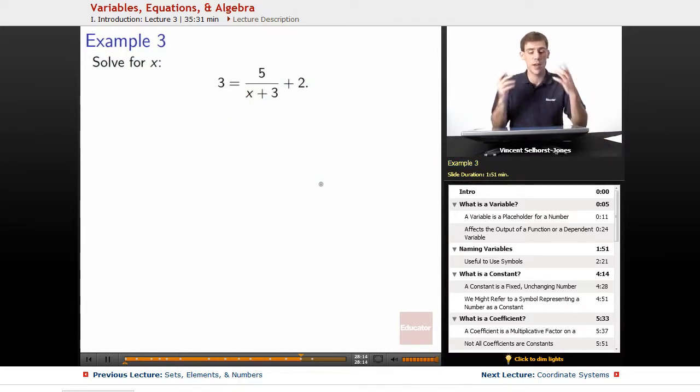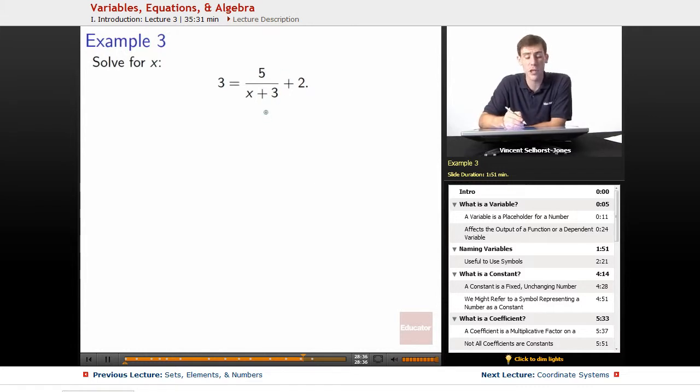Third example, we want to solve for x. So the first thing we do is we ask ourselves, how can I get x by its lonesome? How can I get it isolated on one side where it's just the variable and nobody else there? So we go, well, it's inside of a fraction. Inside of a fraction, we want it to be on top, and we want it to be the only guy there. So we're going to have to somehow crack this fraction.